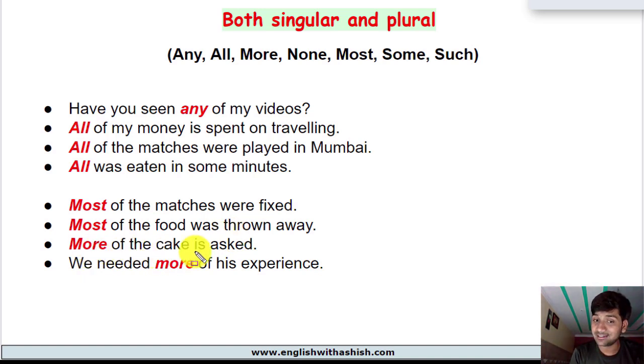More of the cake is asked. More of the cake, material noun, uncountable. More of the cake is asked. We needed more of his experience. Experience is uncountable here, right? It can be experiences. So when you're referring to a singular noun, just one unit, use a singular verb after it. When you're referring to a couple of units, referring to a plural noun, use a plural verb after it.